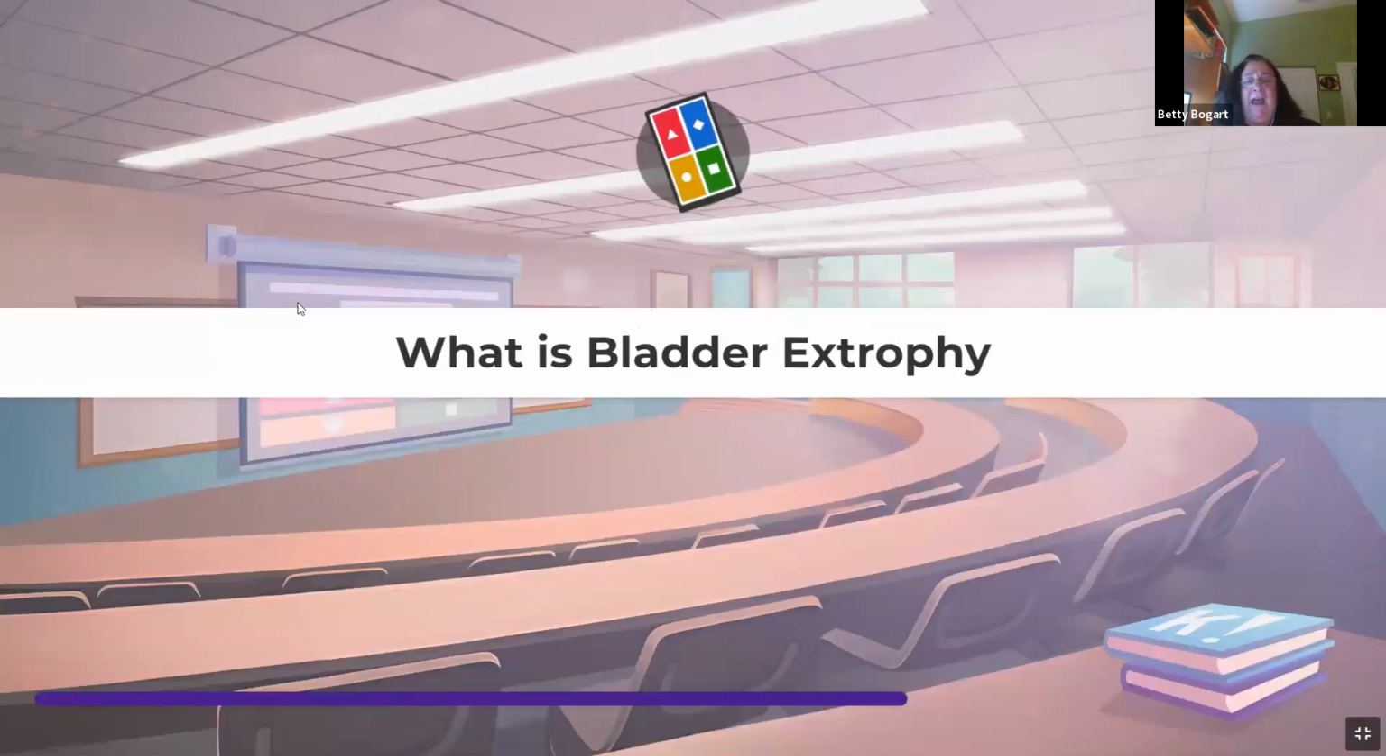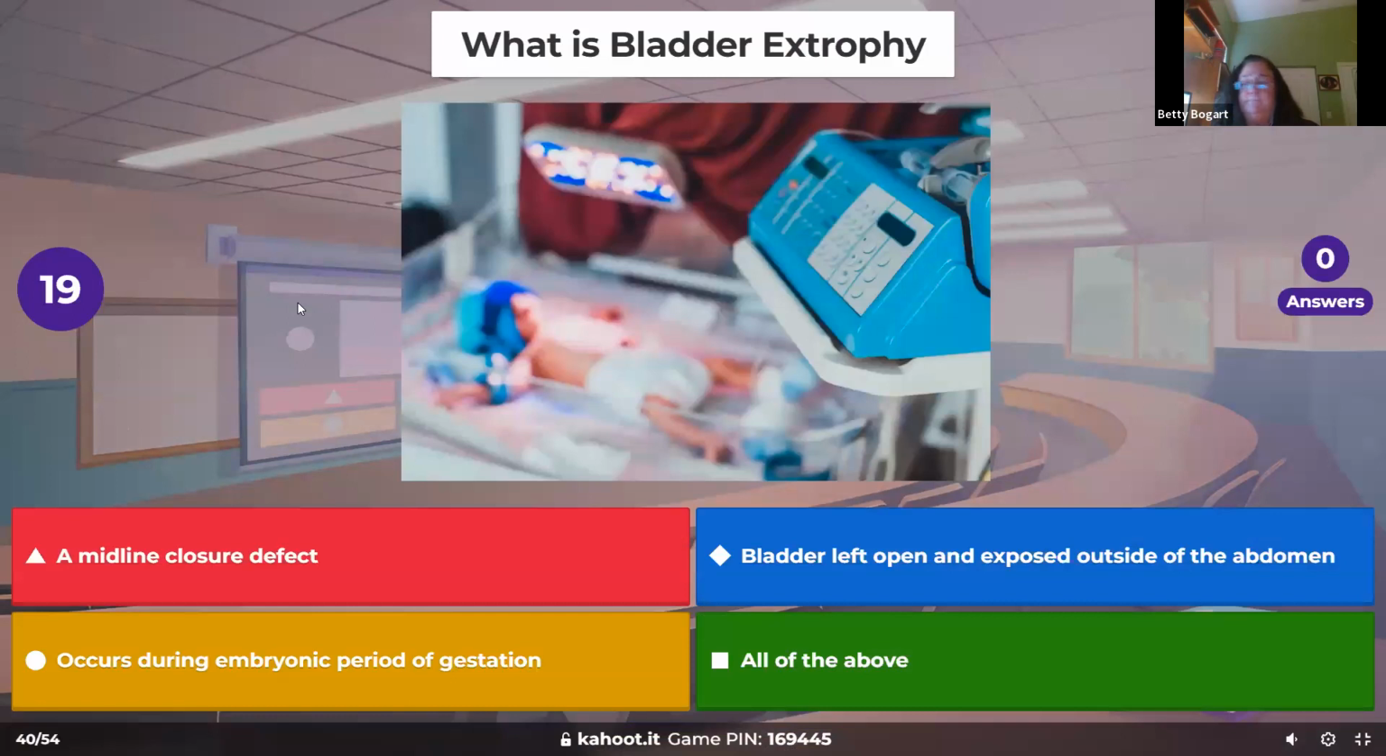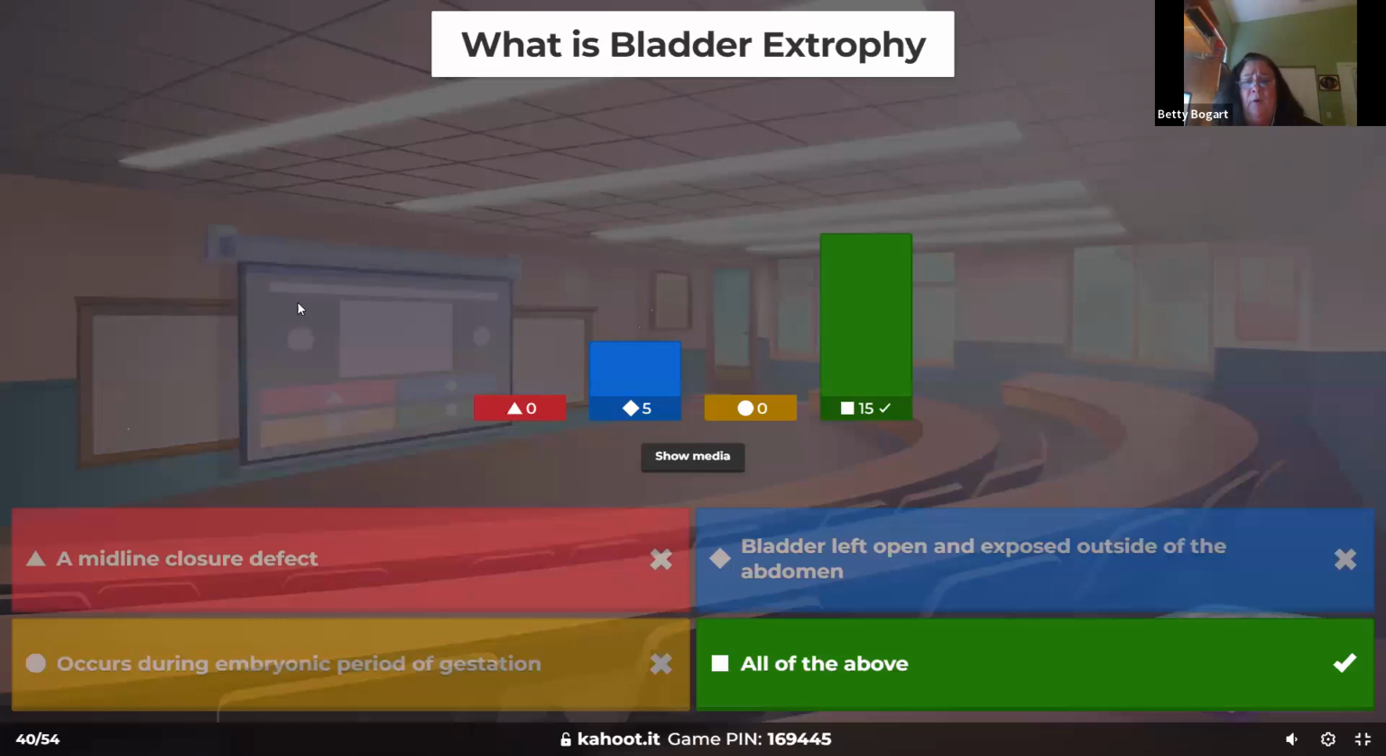What is bladder exstrophy? I briefly mentioned this, but didn't go into detail earlier. I thought I had another slide on it. I know it's on the study guide. I thought it was in this PowerPoint. We've talked about gastroschisis, where the stomach is born on the outside. Well, the bladder is born on the outside, and it's because it didn't close all the way.